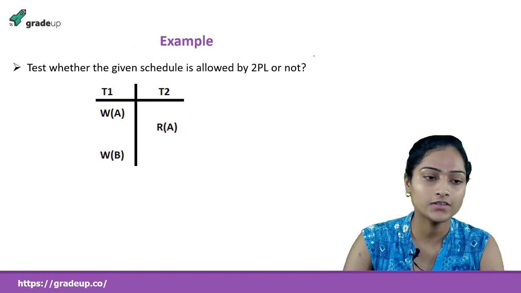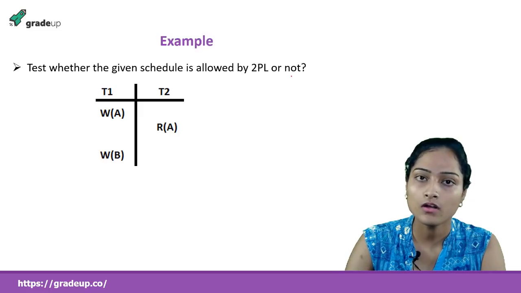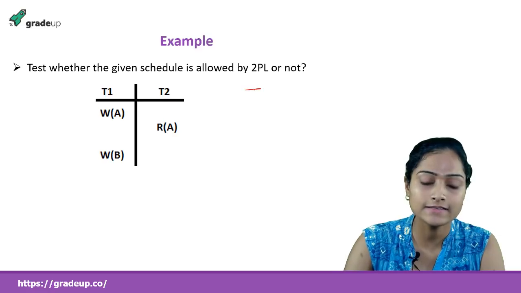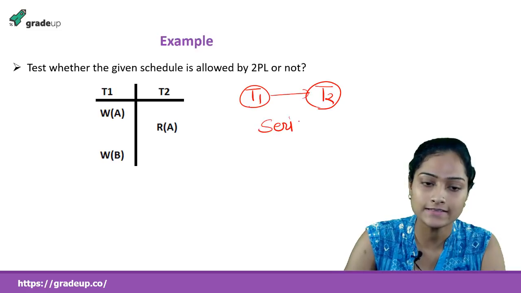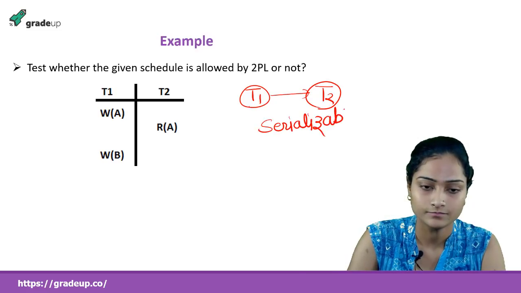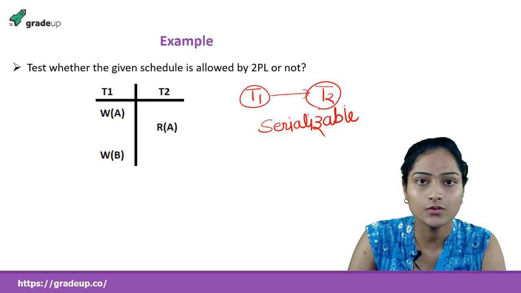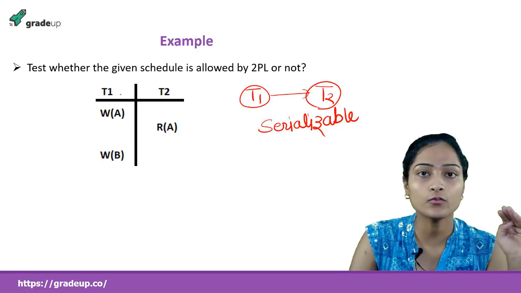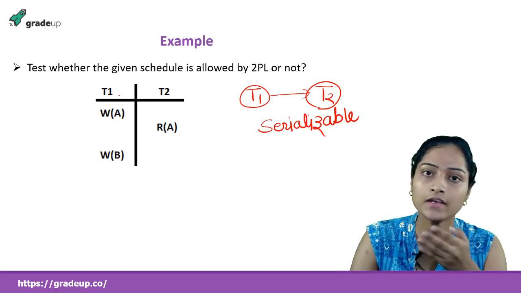Here, we are given a schedule. Test whether the given schedule is allowed by 2PL or not. First of all, see this particular schedule, WARA. What is the precedence graph for this schedule? T1 to T2. That is, it is serializable. I want to acquire locks by using the two-phase protocol, and I have to check whether this schedule allows two-phase locking or not. So, the basic rule of two-phase locking is you have to acquire all the locks in one phase and then unlock the data items in the next phase.